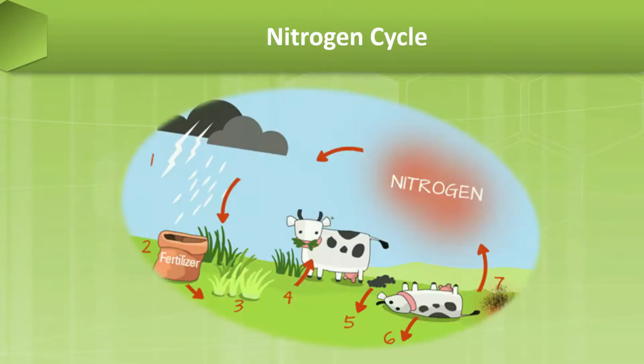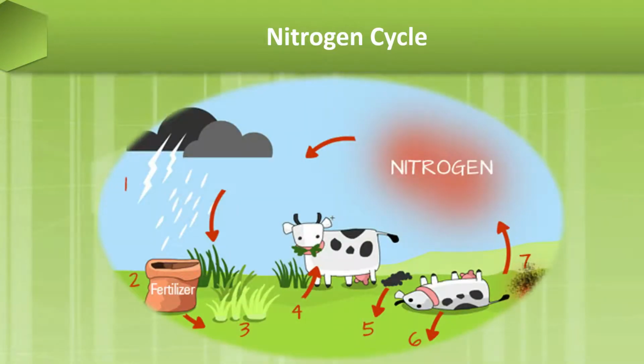The nitrogen cycle can also be summarized in this picture. As we said in number one, by lightning some of the nitrogen is fixed in soil to be used by plants. In number two, we can see a bag of fertilizer. It can be artificial or natural fertilizer used for plants to grow. In number three, we see this nitrogen pass into the plants. And in number four, it passes to the cow.